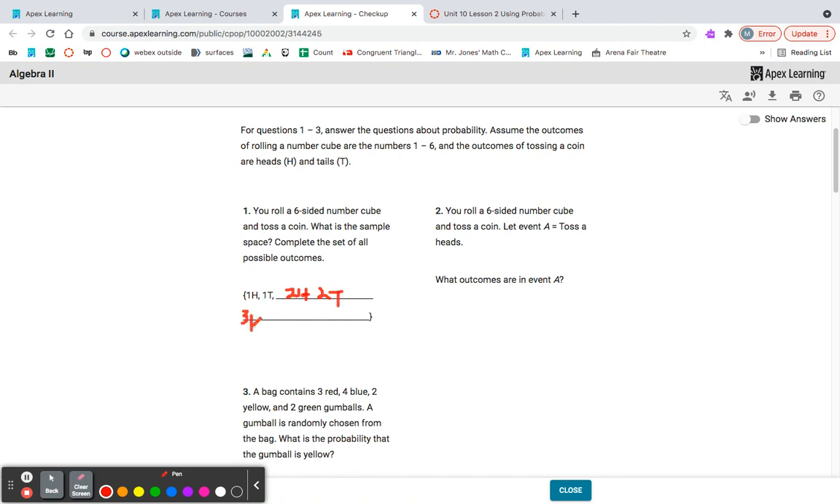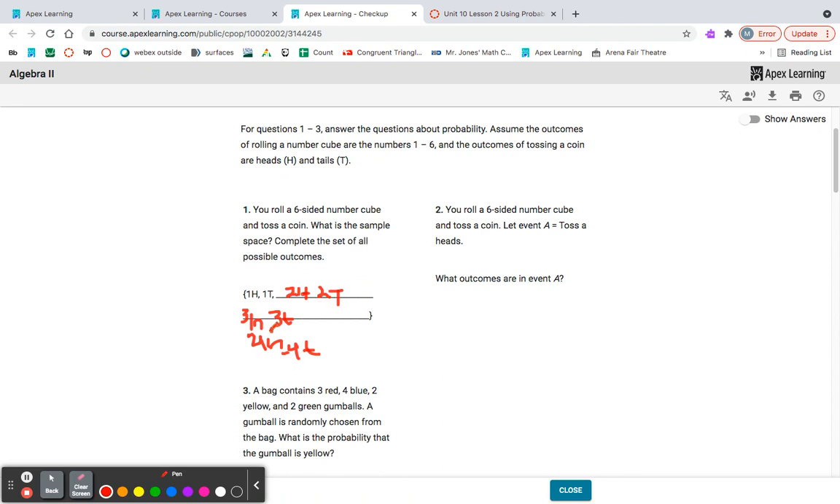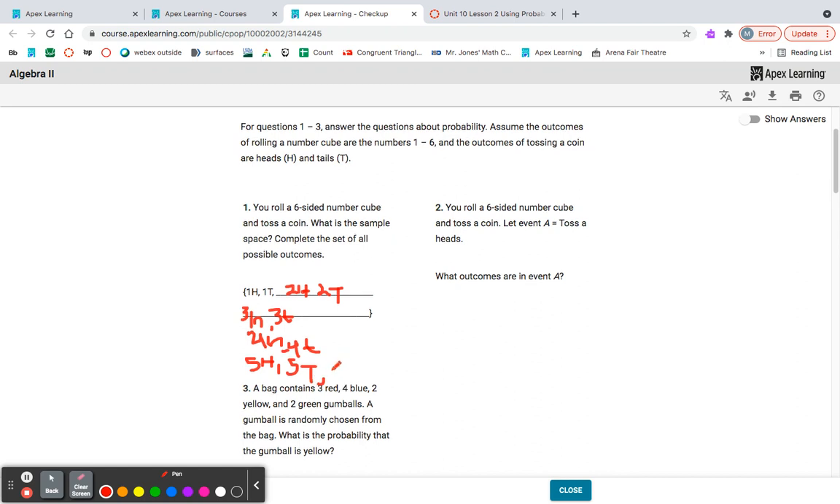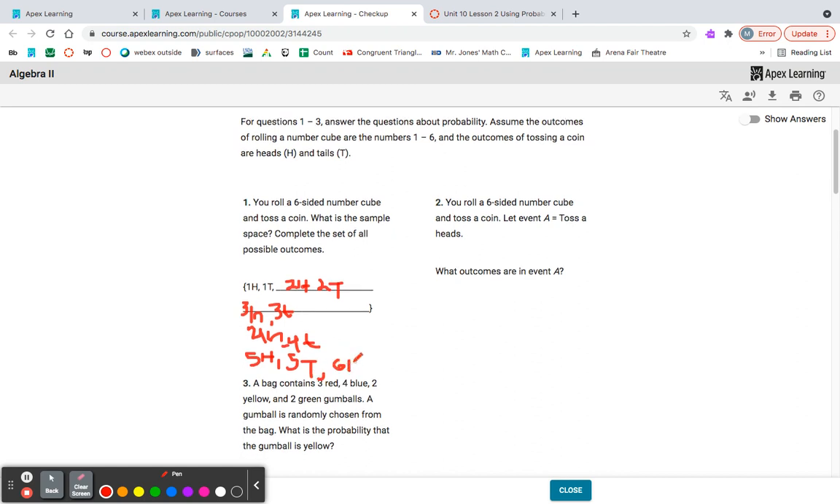I'm trying to figure out how to make this go faster. A 3 and a tails. A 4 and a head. A 4 and a tails. Put little commas in there. 5 heads. 5 tails. 6 heads. 6 tails. Woohoo. Okay.